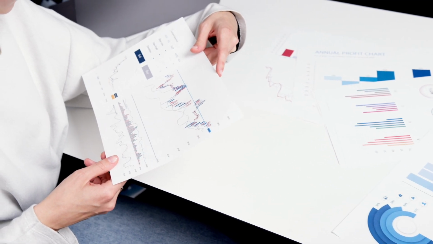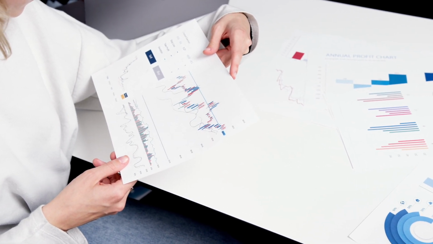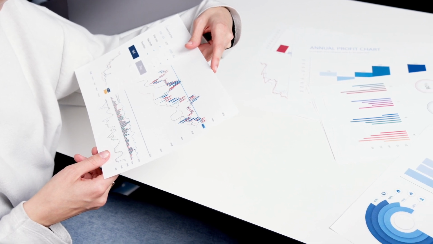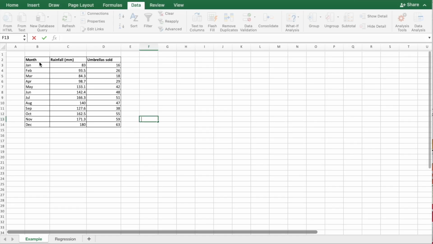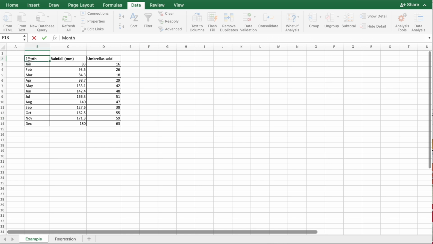So let's run the regression analysis in Microsoft Excel. In this example, we are going to do a simple linear regression in Excel. What we have is a list of average monthly rainfall for the last 12 months in column C, which is our independent variable, the predictor.